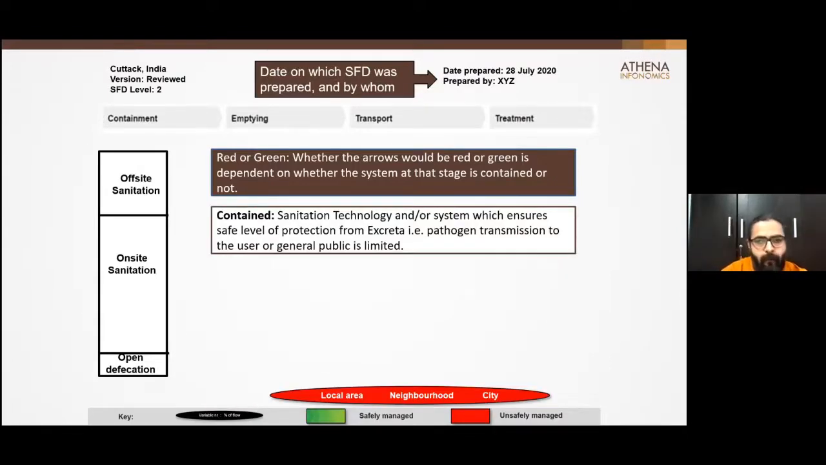Now, you don't have to confuse between these two terms. One is contained and the other is containment, or a containment system. Containment system is what follows. So the toilet is a user interface. The user interface plus what is connected to the user interface is your containment system. It could be offsite, it could be an on-site system, or you may not have a system altogether. So that's your containment stage, right? But when we say contained, we are talking about whether the system was able to limit or restrict the pathogen transmission. That system is called a contained system, and that will turn the arrow green.